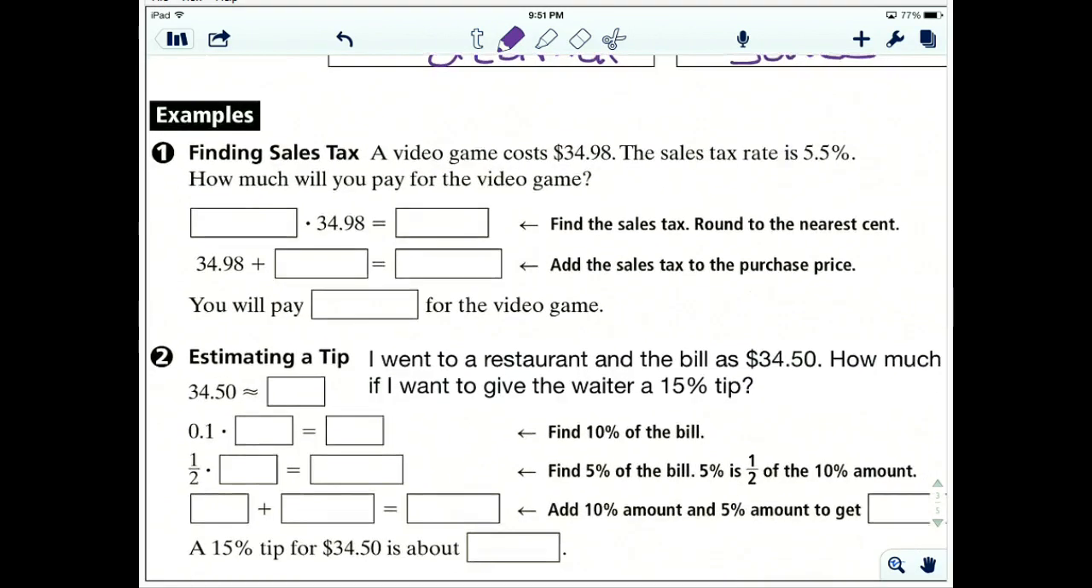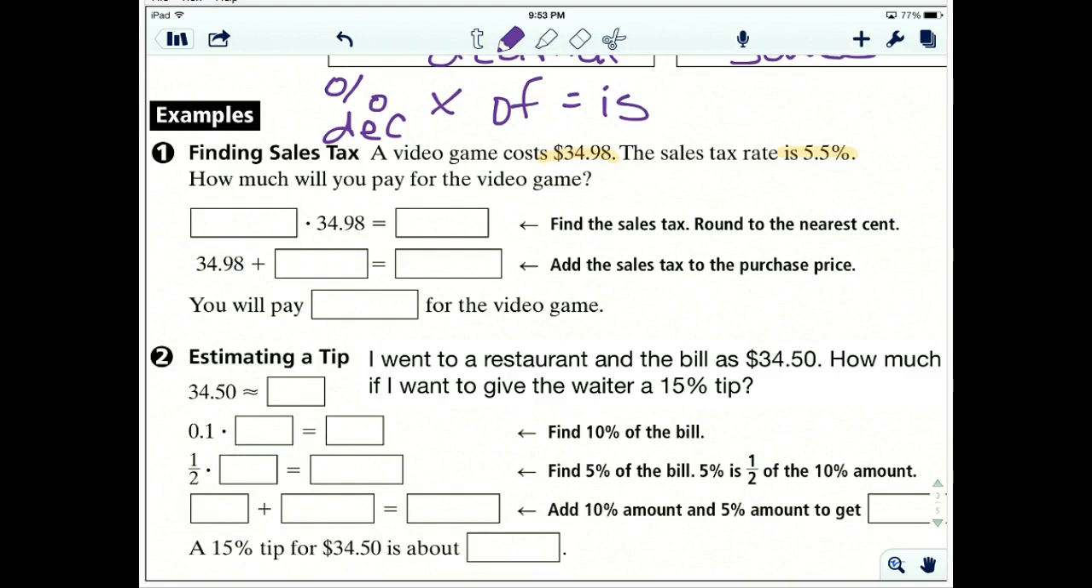In our first example, it says we have a video game which is costing you $34.98, and we have a sales tax which is 5.5%. In this problem, guys, remember we learned two different ways to solve percent problems. We had the proportion way, and then we had the equation way.